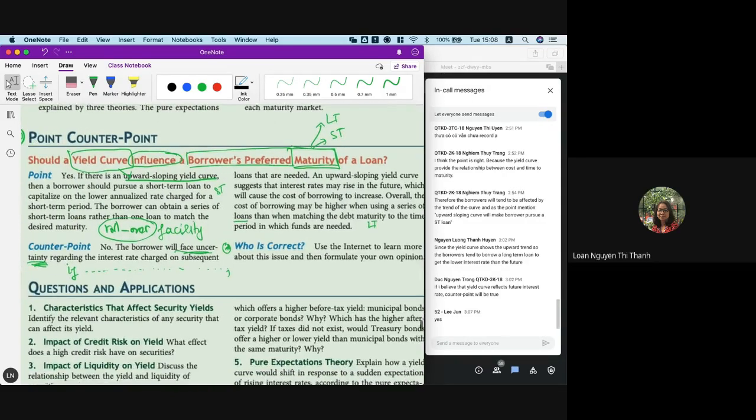So we can use the internet. You can search more about the issue, finding more supporting evidence for the point and counterpoint. If you feel it's not enough, you're still confused, so find out more information about that. Okay with that?